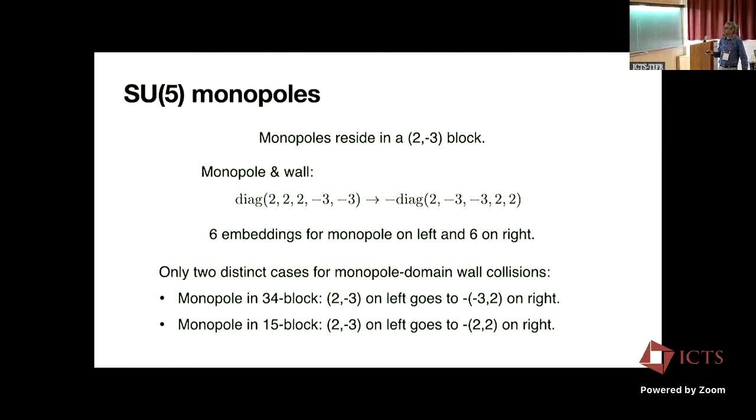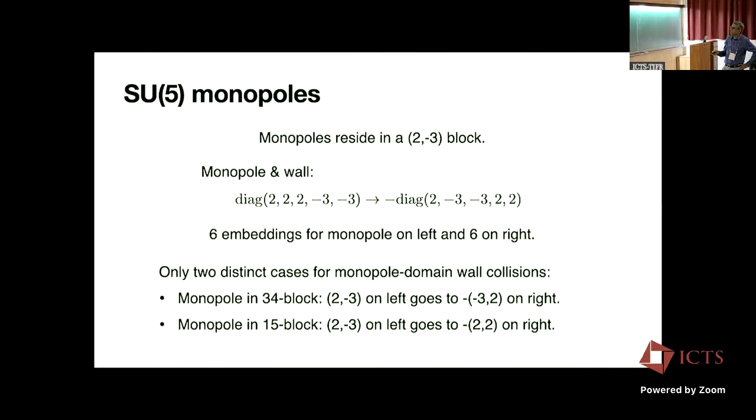So what I will do is I will look at a monopole and wall, and the wall I am taking to be in this lightest configuration, where the 2 2's are switched with the 2 minus 3's. So there are 6 ways I can embed the magnetic monopole on the left, right? I can take this 2 and this minus 3, or this 2 and this minus 3, 3 choices for 2 and 2 choices for minus 3. So there are 6 embeddings for monopole on left and 6 on right.